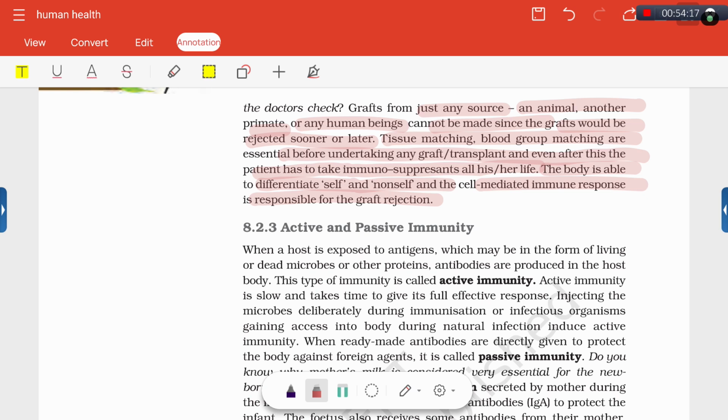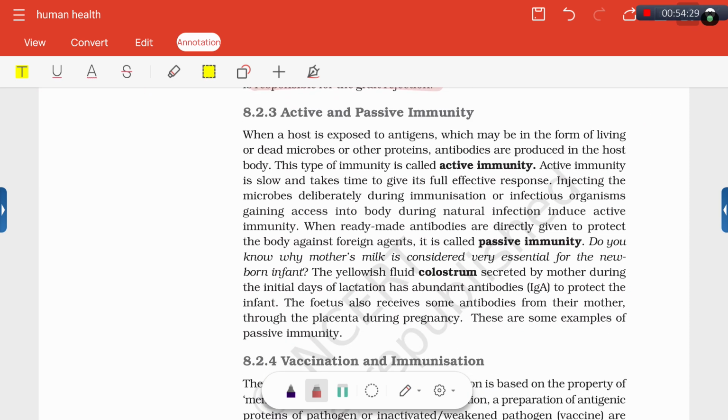So this is all about the beginning part of acquired immunity. Next, we have two more terms, active immunity and passive immunity. Let's go back to the board again. One is active immunity, for example vaccination, and another is passive immunity.